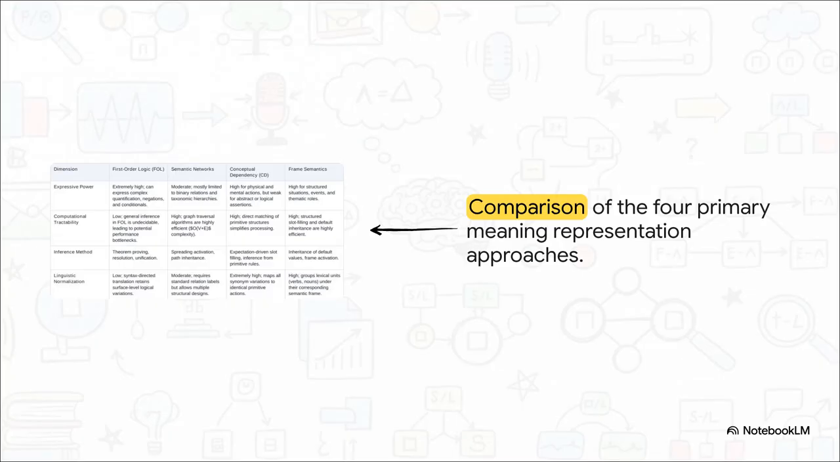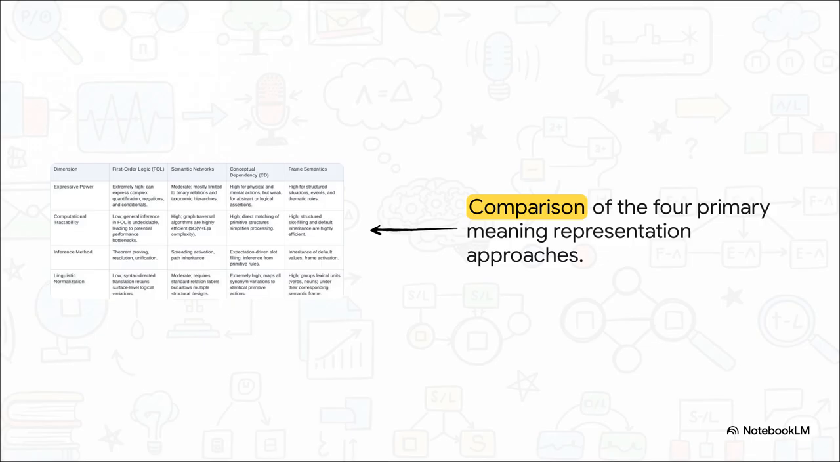Now, what's really interesting about this is when we put these four approaches head to head. The absolute biggest trade-off here is between expressive power and computational tractability. First-order logic is amazingly expressive, but its heavy calculations cause massive performance bottlenecks. On the flip side, semantic networks and frame semantics are blazing fast for machines to process, but they sacrifice a bit of that raw logical power to get that speed.